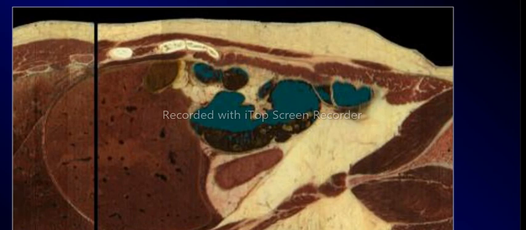So we have this cadaveric image, and on this image, this is on the extreme right. This thin line here is the diaphragm separating the thoracic cavity from the abdominal cavity below. This is where the head is, and this is where the feet are. This is anterior, this is posterior.